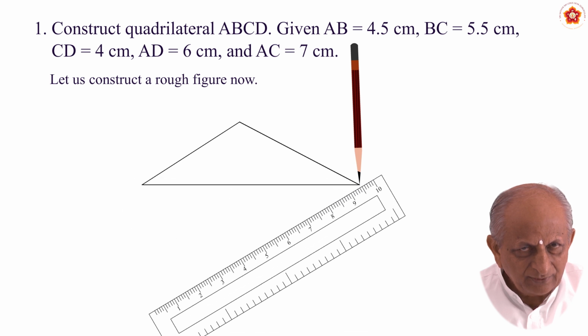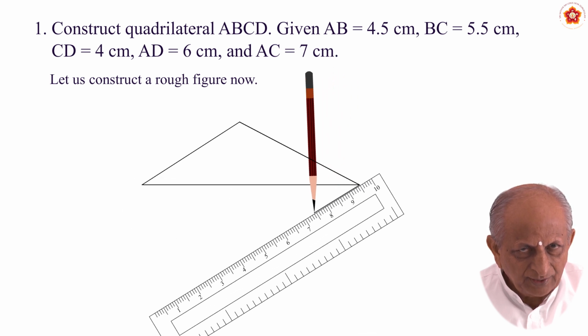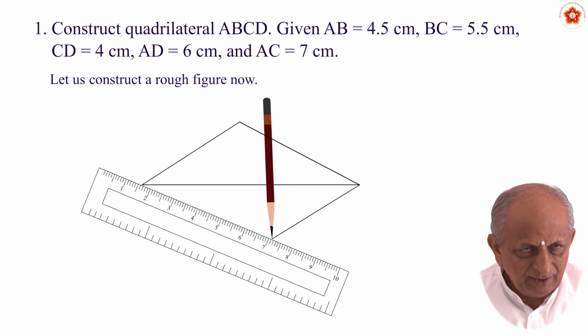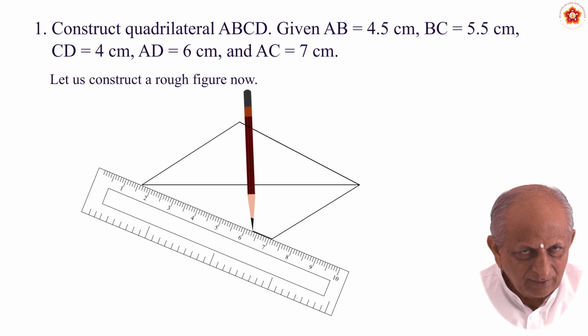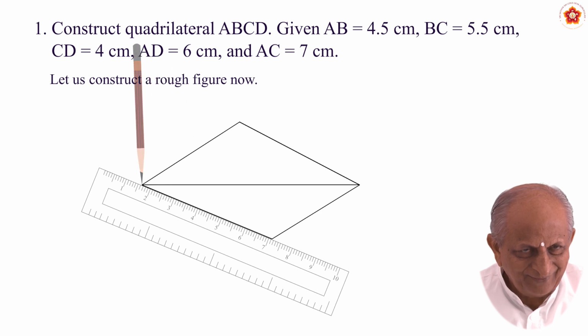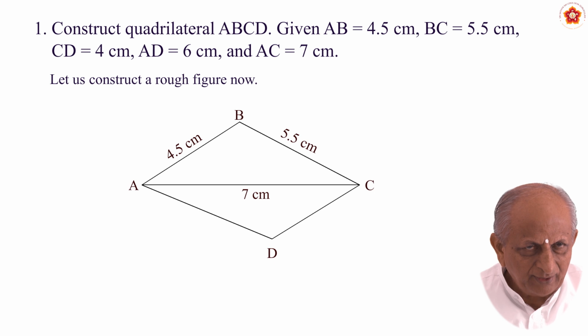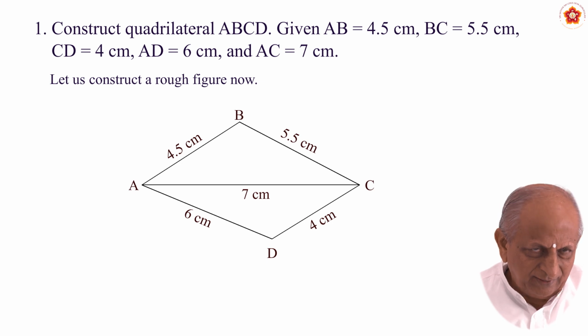And one side is AB 4.5. Second side is 5.5, BC. Third side is CD 4 centimeters. And last one AD 6 centimeters. Why it is called quadrilateral? Because it has 4 sides and 2 diagonals. What are the sides called? AB, BC, CD, DA. So draw a rough figure as per given in the problem and write it on the sides.